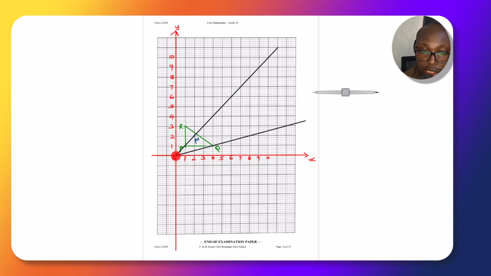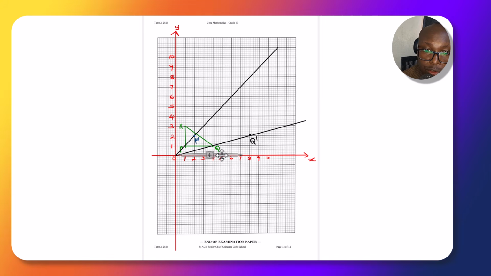So from the origin to Q, those are 4 squares. So we double that, so we shall count 8 squares from the origin. So these are 1, 2, 3, 4, 5, 6, 7, 8. So this is why we shall have Q(8, 2). That is Q prime.